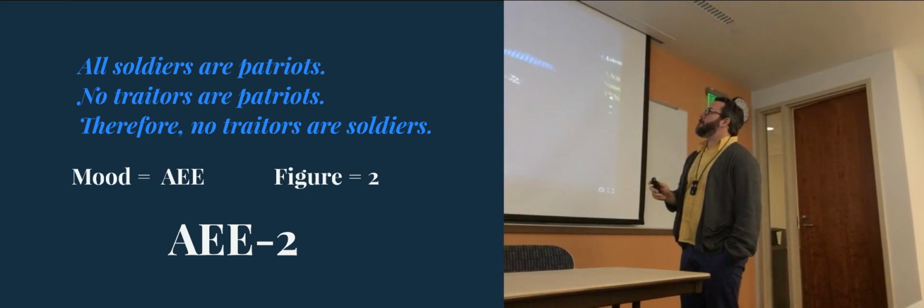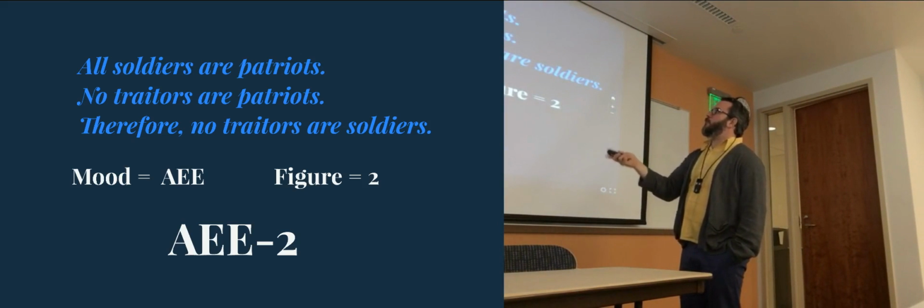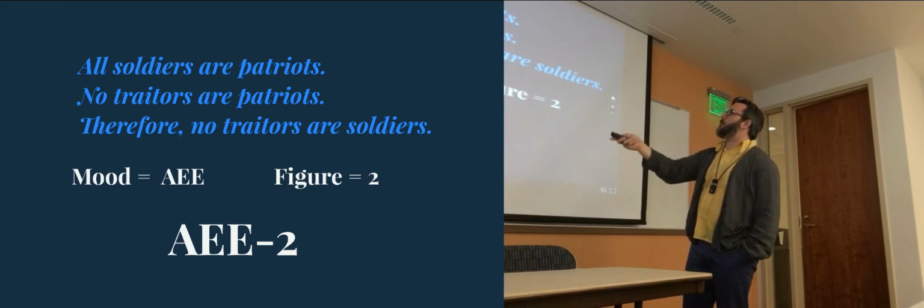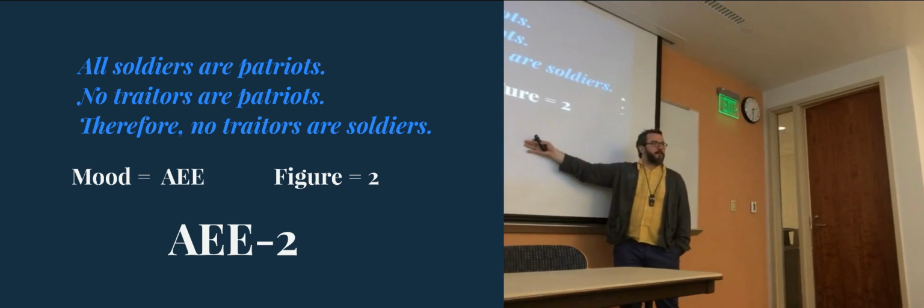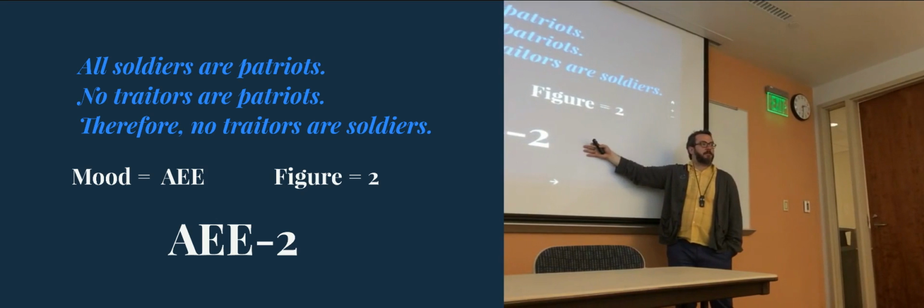So, AEE2: all soldiers are patriots, no traitors are patriots, therefore no traitors are soldiers. What do you think? Is that valid or invalid? Valid? How do you figure? Is it on the chart?